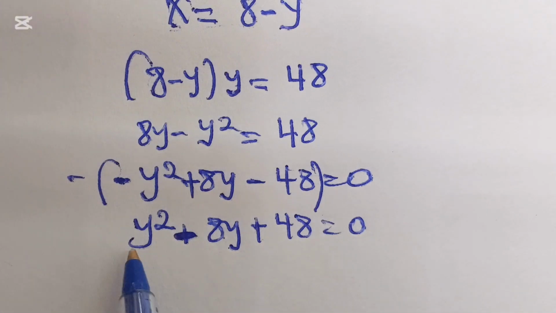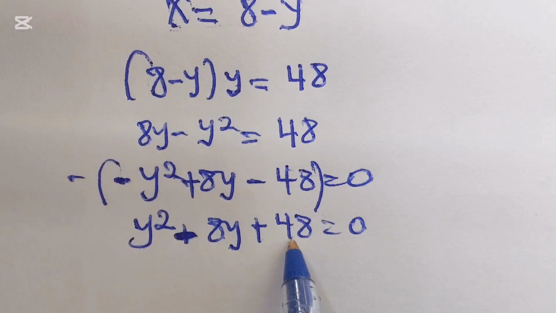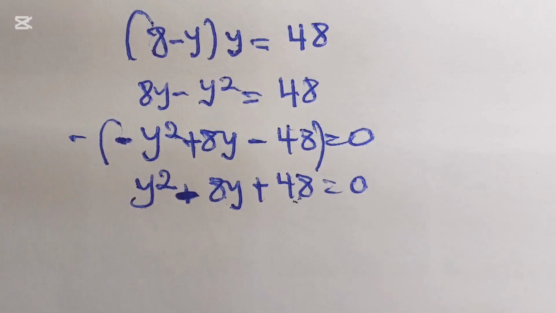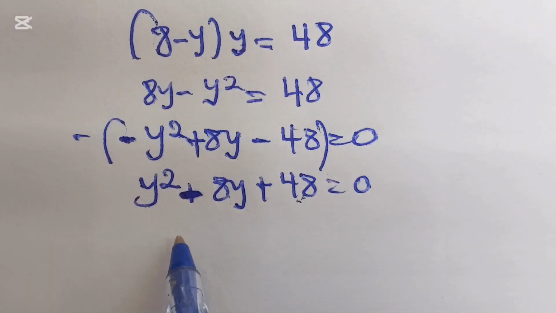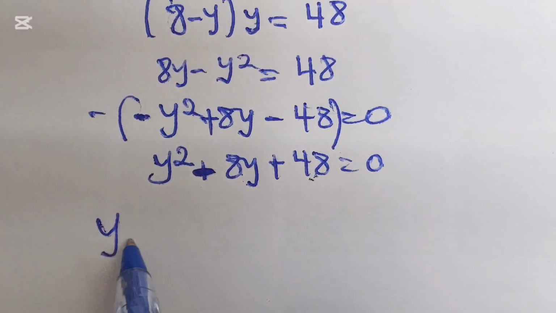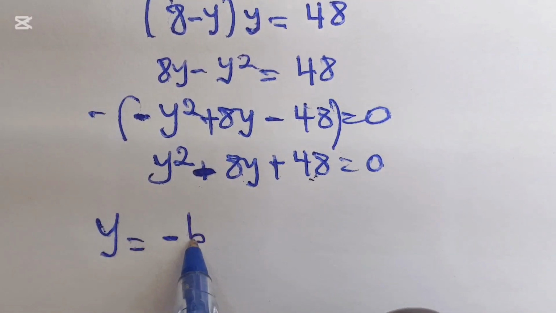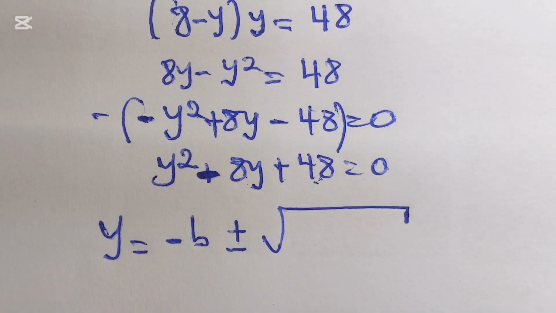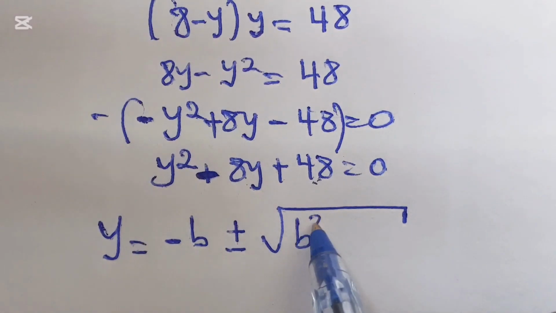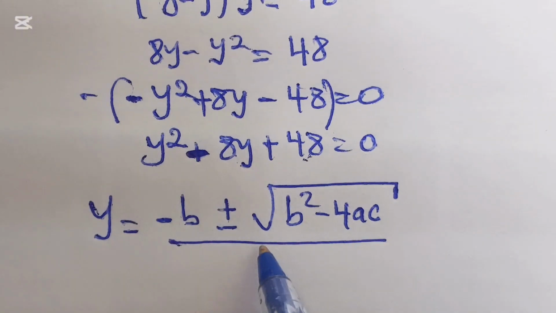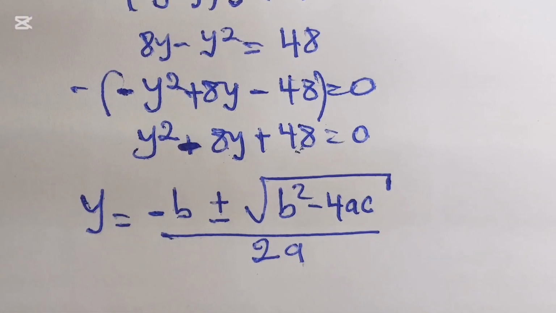So here we can ask for two numbers you can multiply to get 48 and whose sum is equal to 8. Are there any? So let us use the quadratic formula. The formula for a quadratic equation is y equals negative b plus or minus the square root of b squared minus 4ac, all over 2a, right?